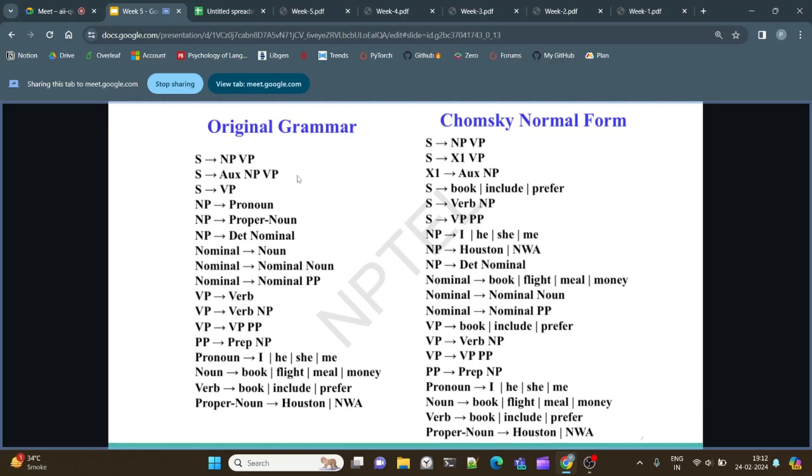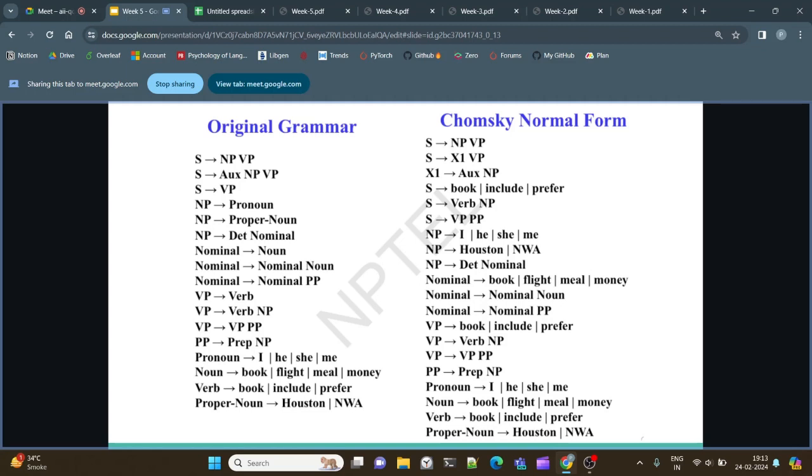On the other hand, instead of clubbing the first two, we can club NP and VP. So instead of X1 being auxiliary and noun phrase, we would have NP and verb phrase, and that would give us a different production rule: S goes to auxiliary and X1. So this is one example where we can see that we are getting multiple Chomsky normal forms for a given context-free grammar.